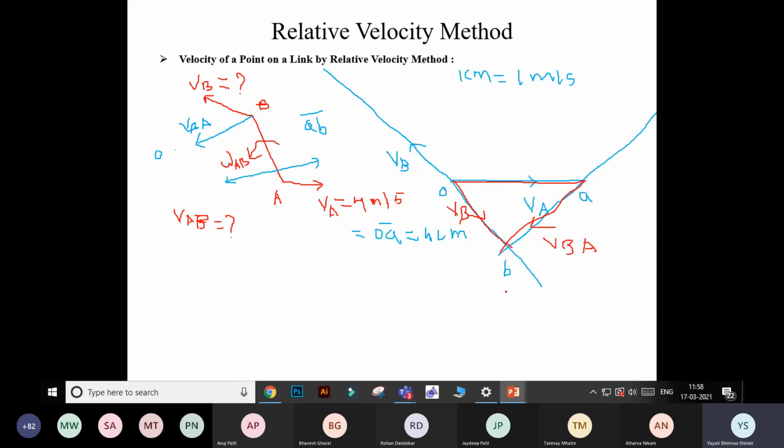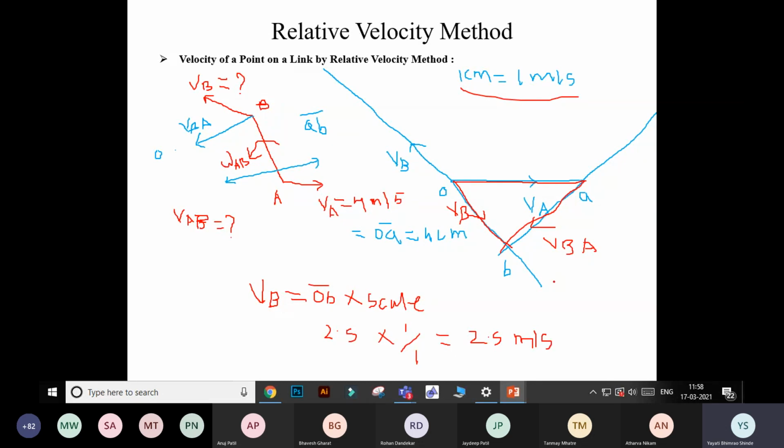Now from the vector diagram you have to take down the scale, and according to the scale you have to find out the velocity B. I'll write here velocity B. You have to measure the distance of vector OB into scale. What is the scale? Suppose the vector OB distance is 2.5 centimeter, into scale given here 1:1, means 1 meter per second upon 1 centimeter. Means you will get the answer 2.5 meter per second is the velocity B.